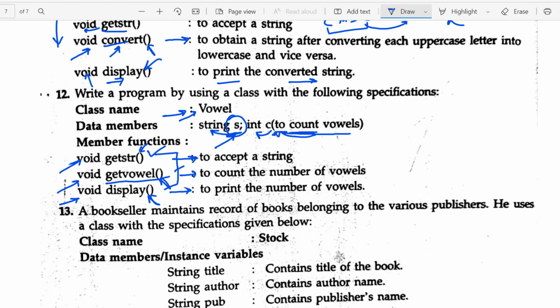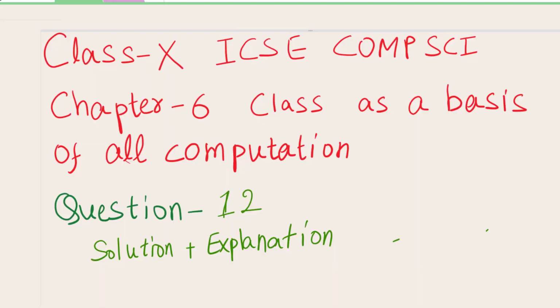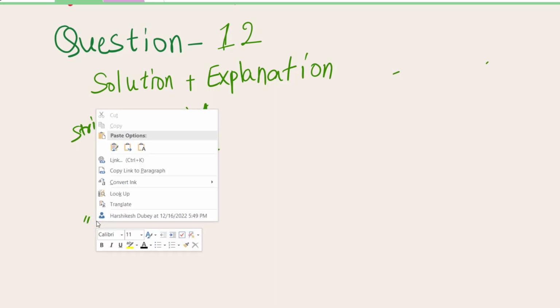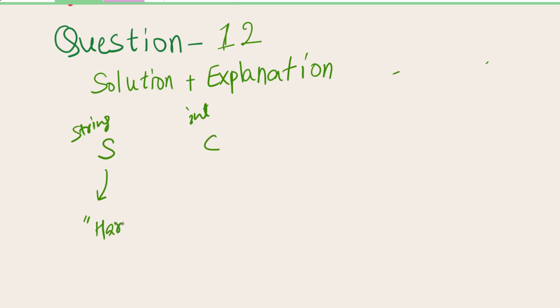So let me explain once what you are expected to do. Say you have two variables, one is S, one is C. This is of string type and this is of int type. Now this string, say you ask from the user and the user gave it, say my name, Hershey classes. So this S string has this string stored, assigned to it.